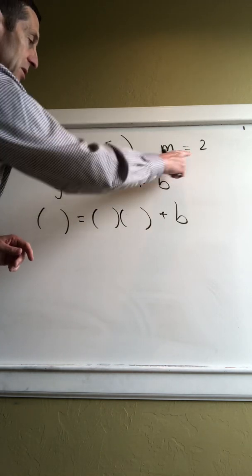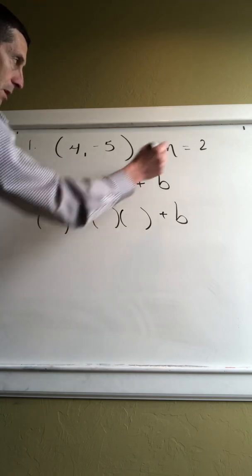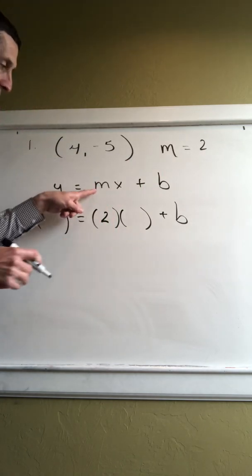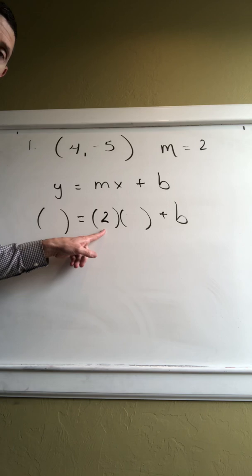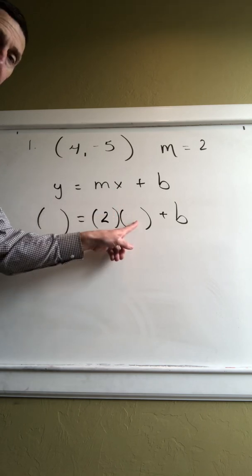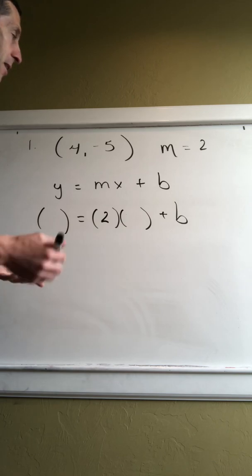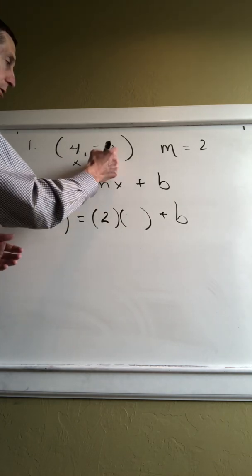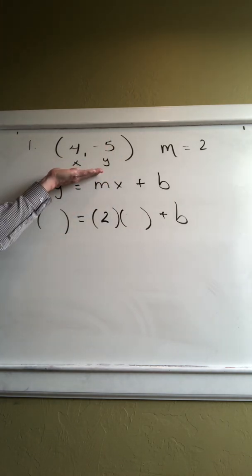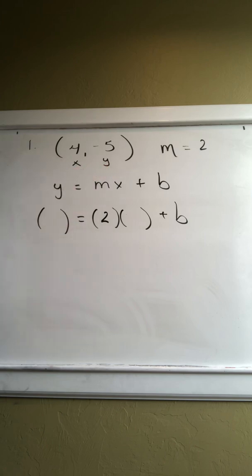So we know m is 2. Here's my m. In place of m, I plug in a 2. Now I've got to come up with an x and a y. Where can I find an x? Where can I find a y? Well, they provide you with this ordered pair that has an x and has a y. And those are the ones you're going to drop into your equation.